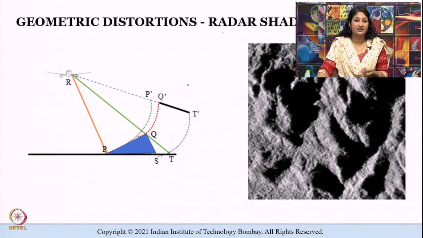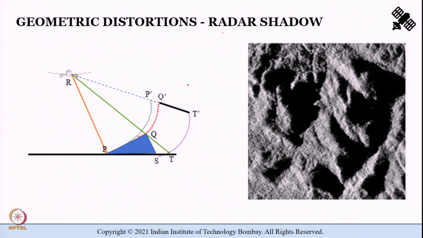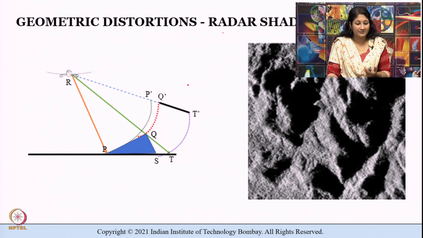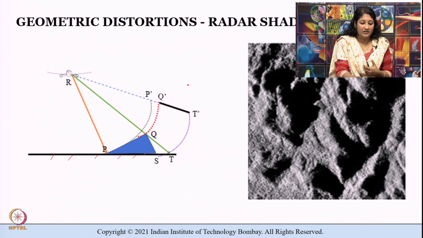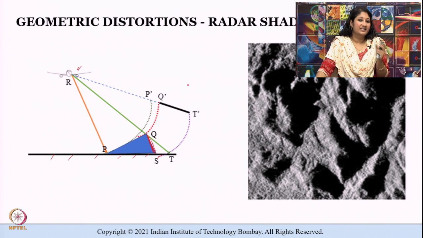Given here is an example of a radar image which has shadow, and towards your left side you see the same schematic. The only difference is that you have an object which is sloped in a particular manner, such that the rays from the aircraft are not able to see the portion QS. This part is not visible because the object is sloped in a particular manner. So, radar shadow is a region which is completely dark, completely black.